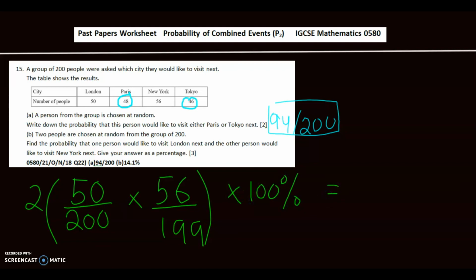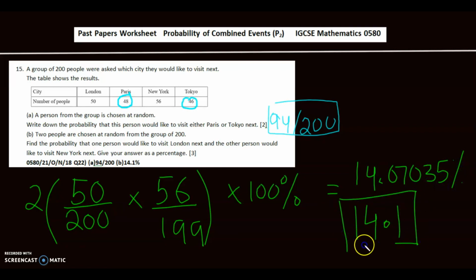So this whole thing in the calculator gives me 14.07035%. Rounding off to 3 significant figures gives 14.1%.